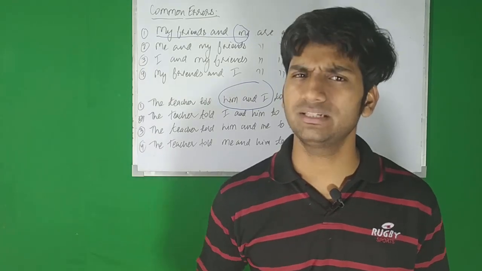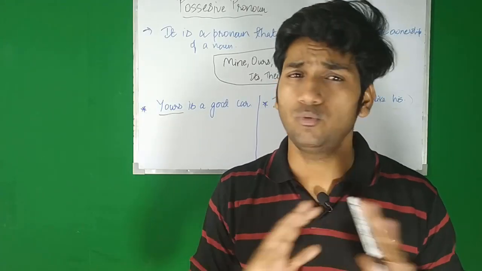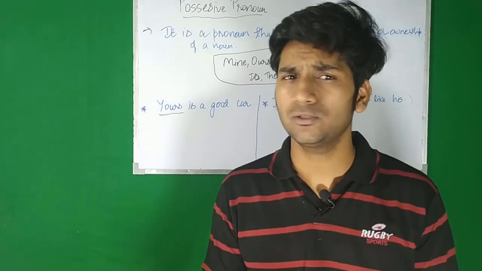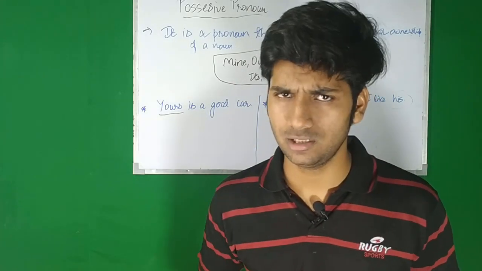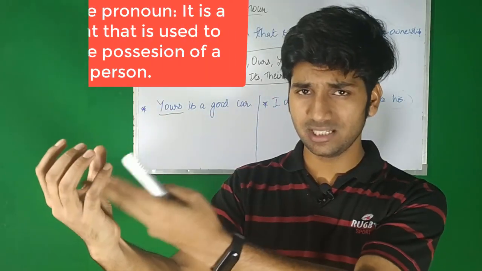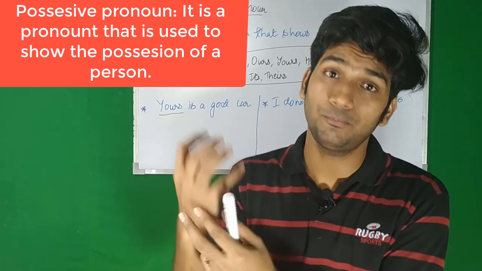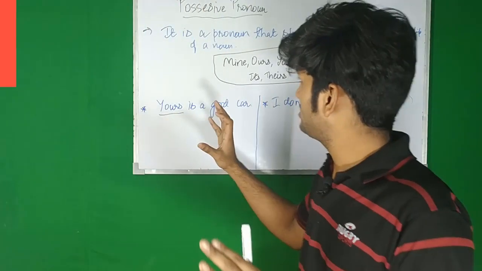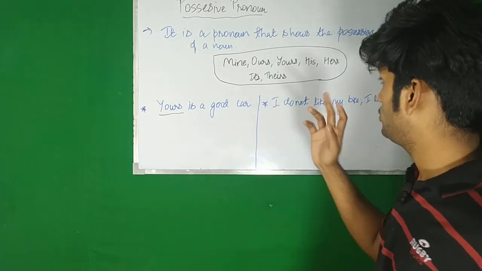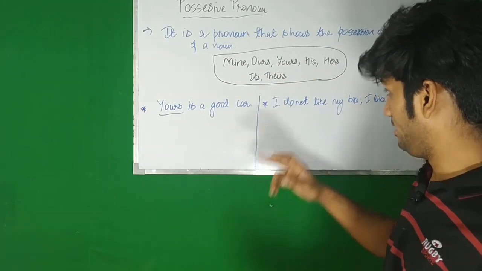Okay, now let's talk about the next pronoun. A possessive pronoun is very easy, guys, very easy to understand, but a lot of people are scared. A lot of people don't know how to use it. I'll make it very easy for you. All right, what is a possessive pronoun? A possessive pronoun is a pronoun that is used to show possession of a noun, of a person. That's it. So in possessive pronoun, we have pronouns like mine, ours, yours, his, hers, its, theirs.